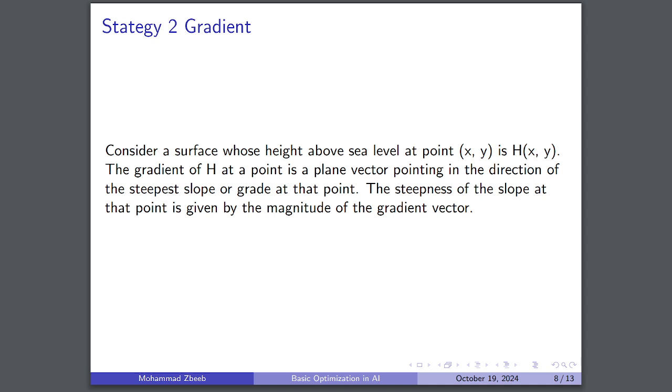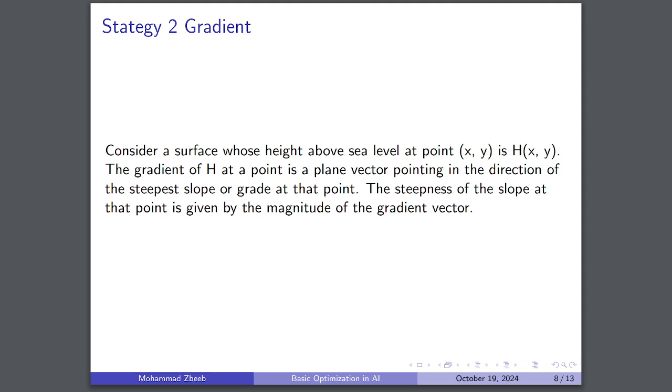So here it comes, and we define gradients, and I should define it with an example. Consider yourself on a surface whose height above sea level at point x, y is h(x, y). So there is a point above sea level which is x, y, and its height is the evaluation of the function at x and y. The gradient of h at a specific point on that surface is a vector, and this vector points in the direction of the steepest slope. It should point to the maximum of that function, to the maximum of that surface.